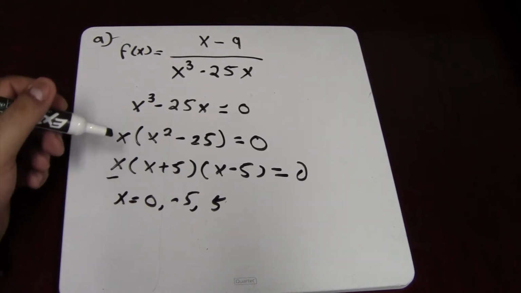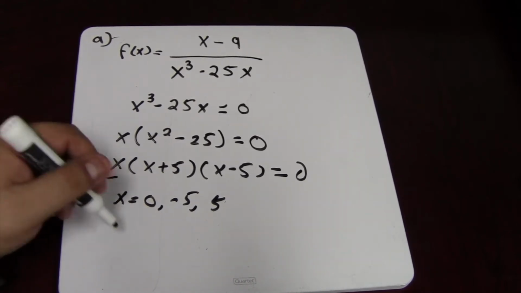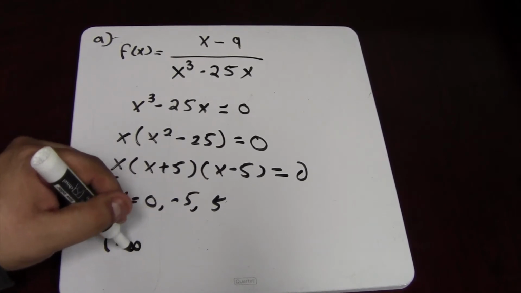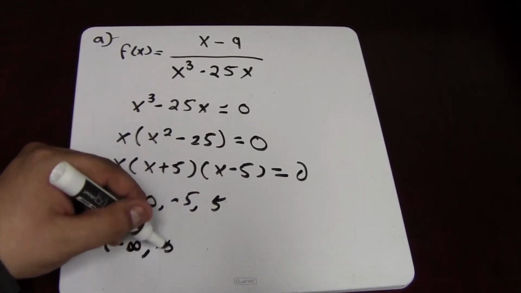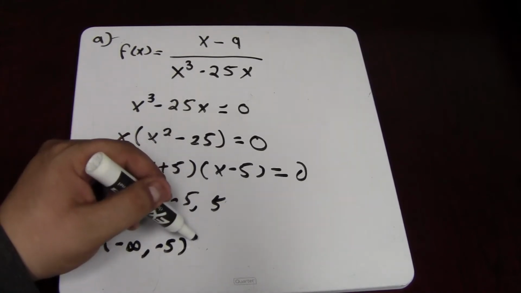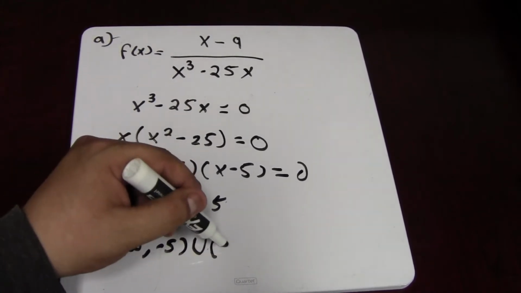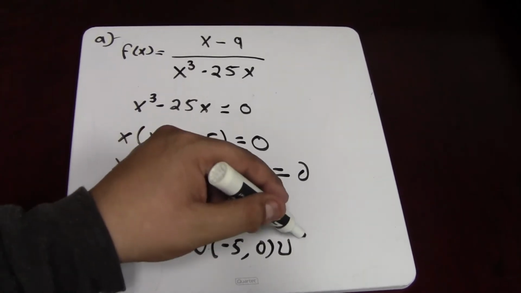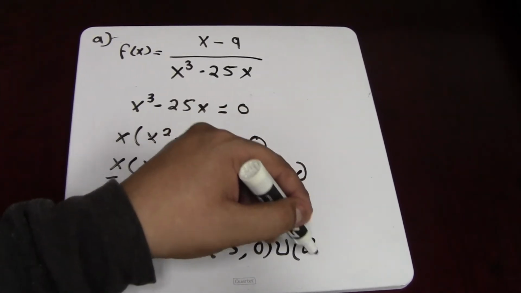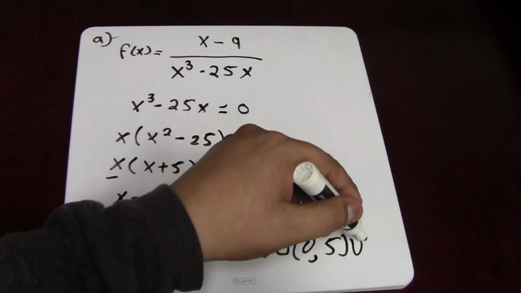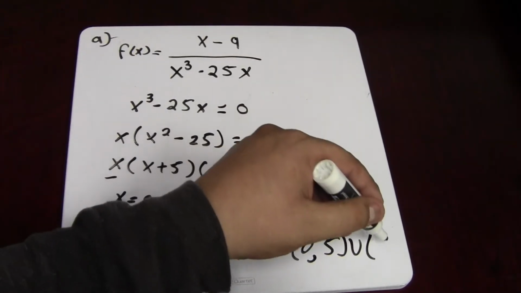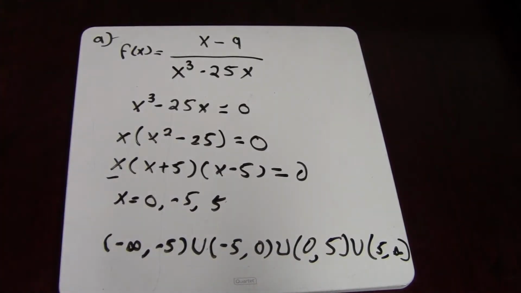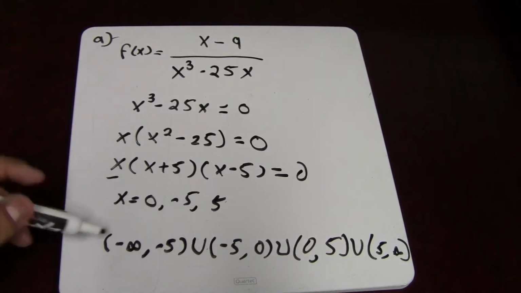Now we want to write this in interval notation. So what we're saying is we can be any number from negative infinity to negative 5. We then can go from negative 5 to 0, from 0 to 5, and then from 5 to infinity. Okay, so that's how we would write this domain.